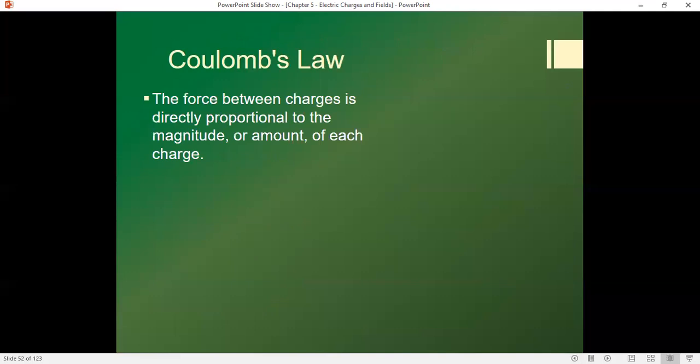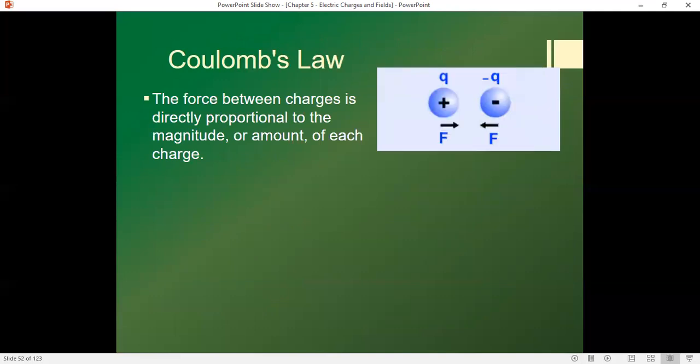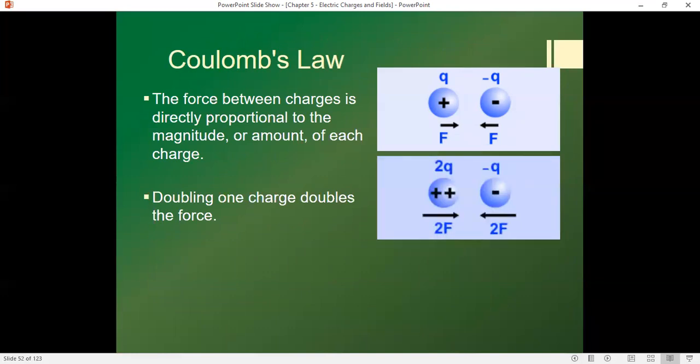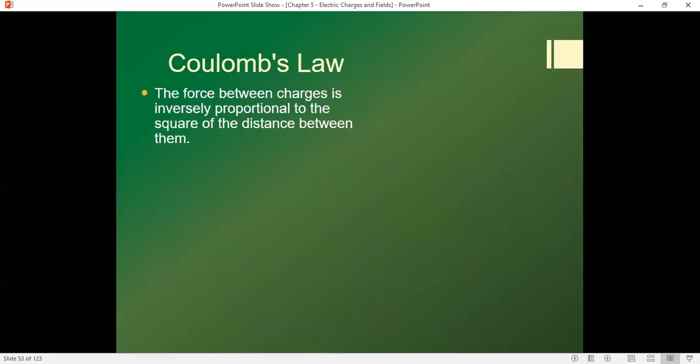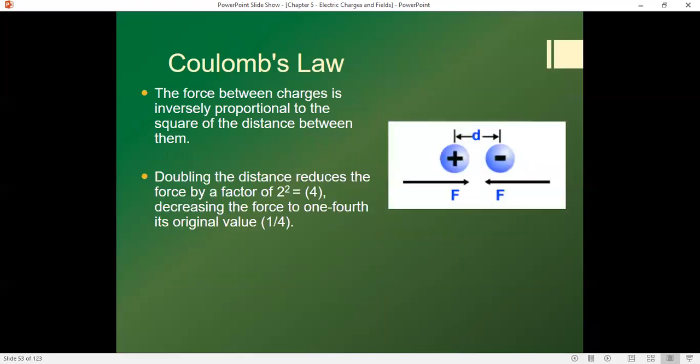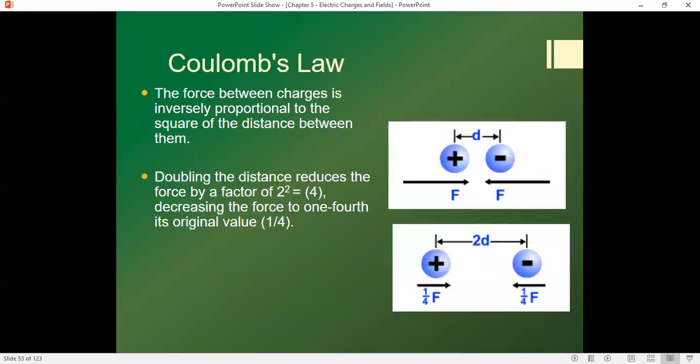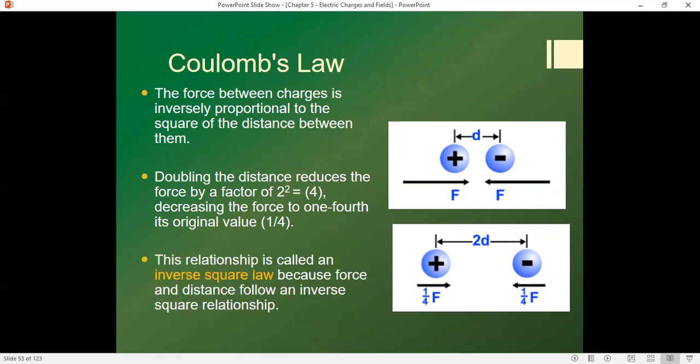So again, the force between charges is directly proportional to the magnitude of each charge. If we double the charge of one charge, we double the total force. If we double both charges, obviously 2 times 2 gives us 4 times the force. Again, inverse square law: whenever we double the distance, the force drops off by 1 over the distance squared. If I make the distance twice as large, the force drops to 1/4. Now, obviously, if I increase the distance by a factor of 3, the force would drop to 1/9.